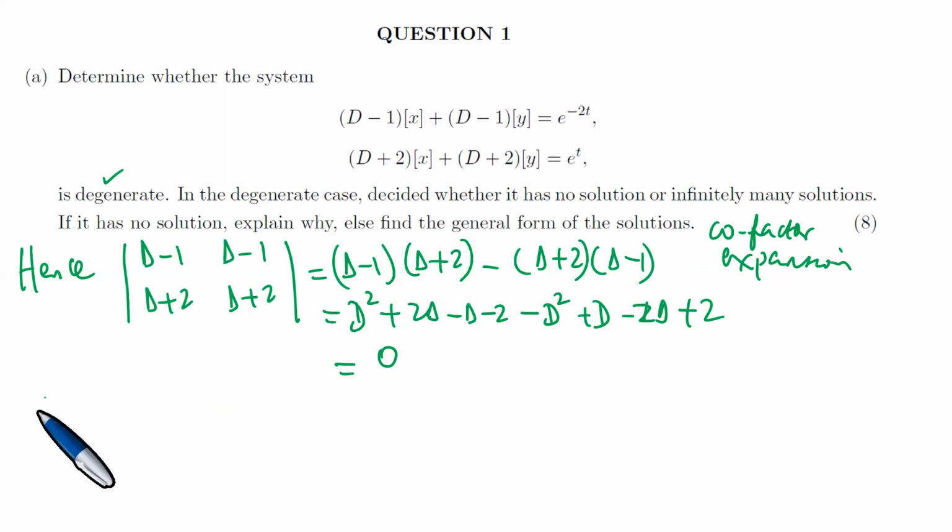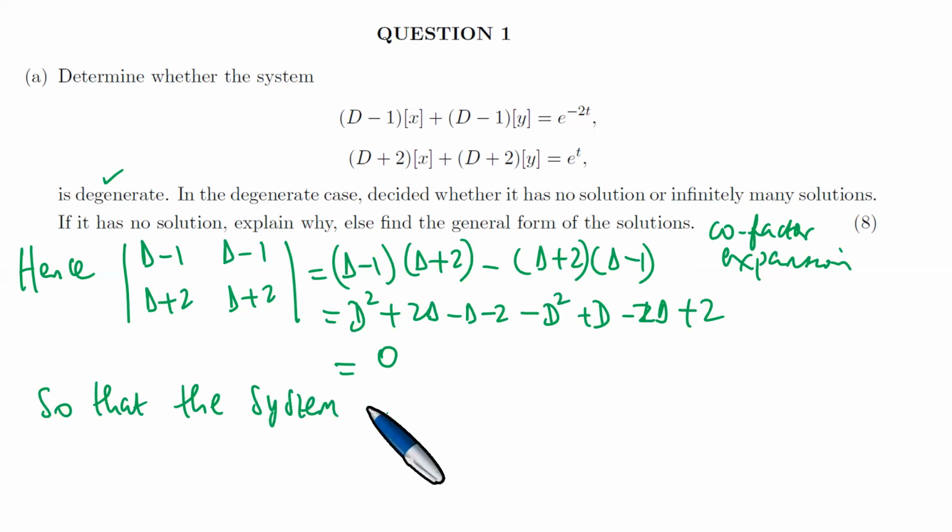So that the system is degenerate. Now, because it is degenerate, we need to know whether it has infinitely many solutions or not, because if it's degenerate, it might have no solution. So let's look at the next investigation of this problem.